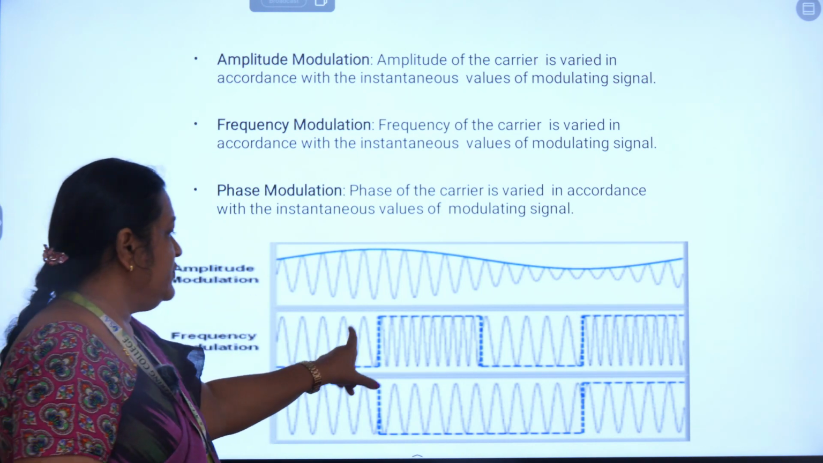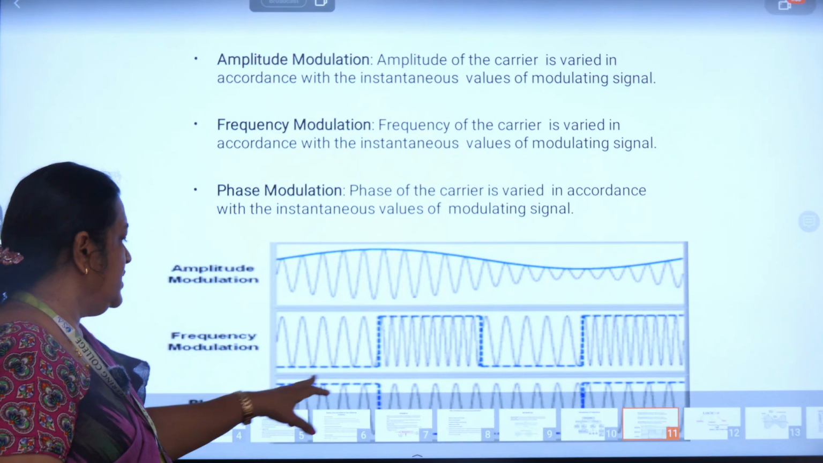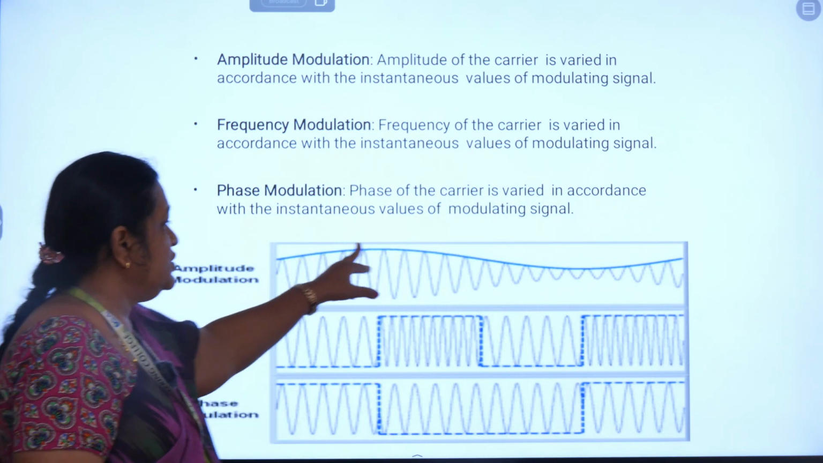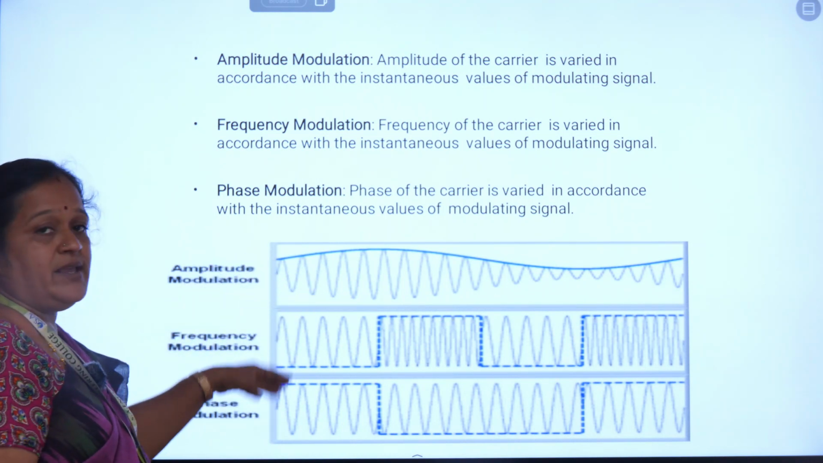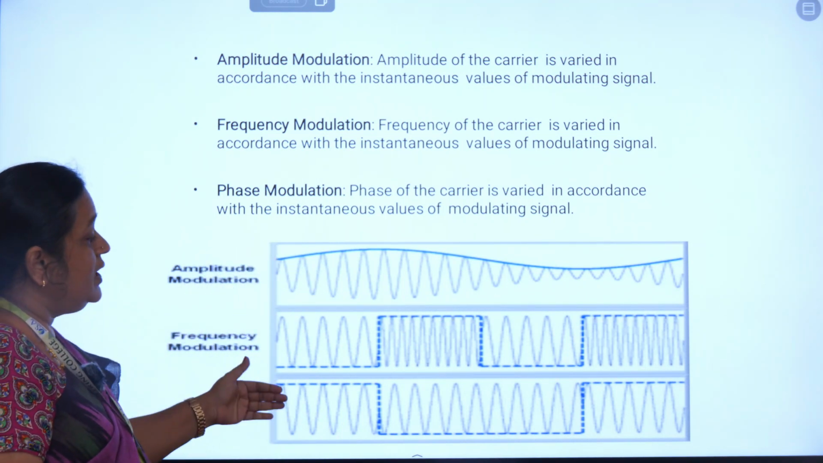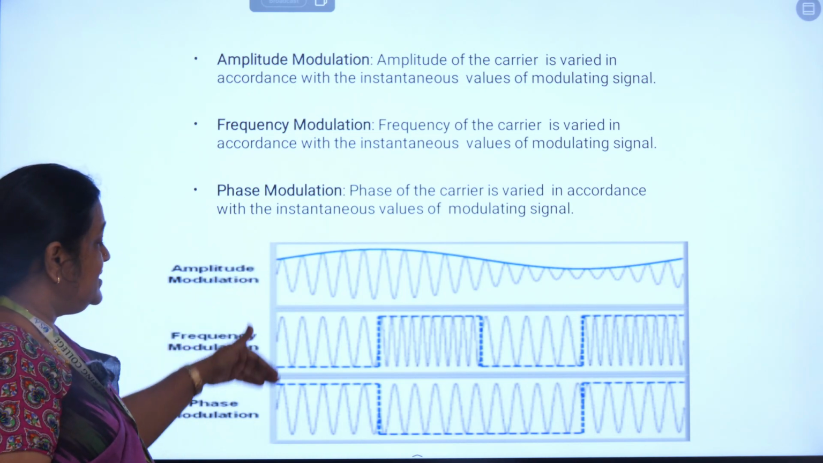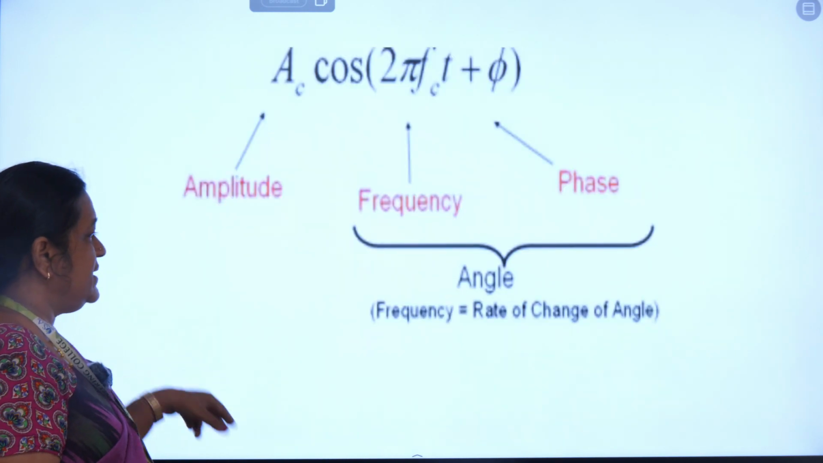So this is positive, this is negative. Here frequency is changing. Here phase is changing. Here amplitude is changing. So amplitude, frequency, phase, everything comes under the characteristics or parameters of a signal. These signals are varied based on the carrier or message signal.